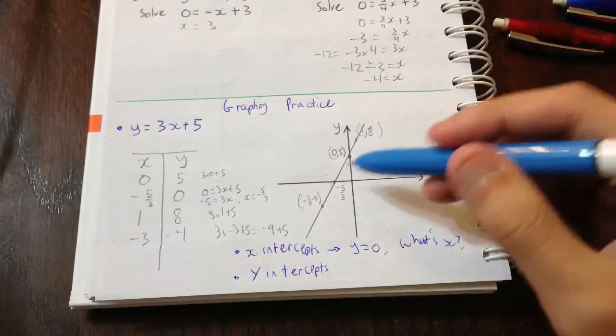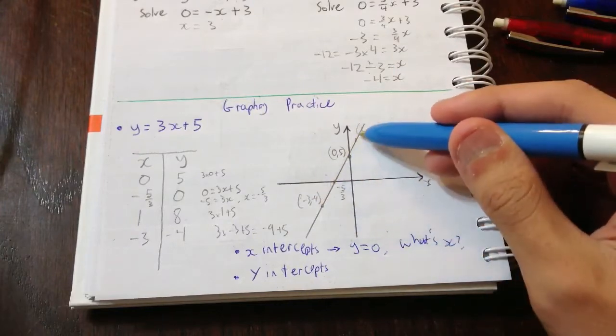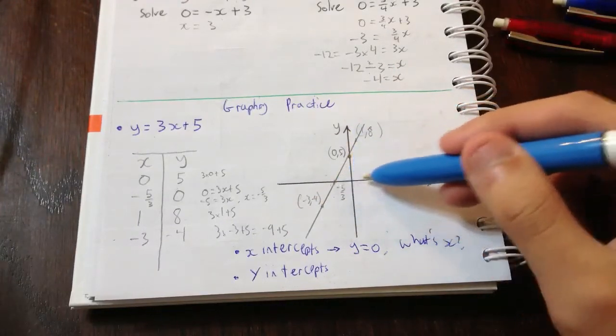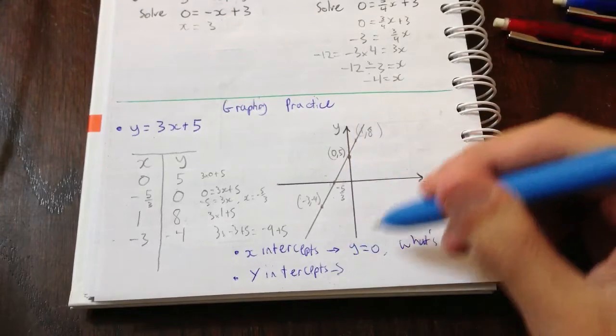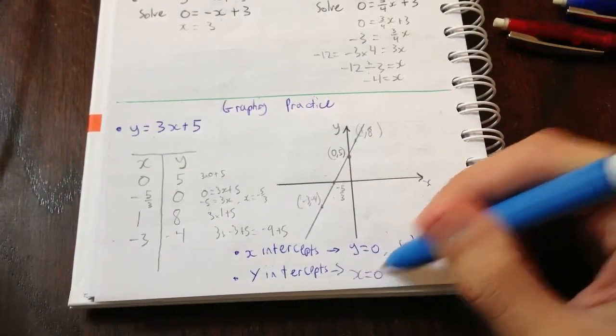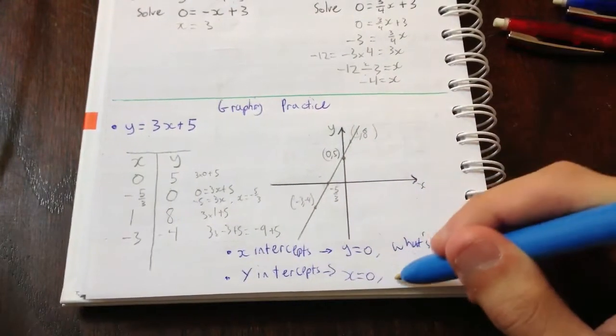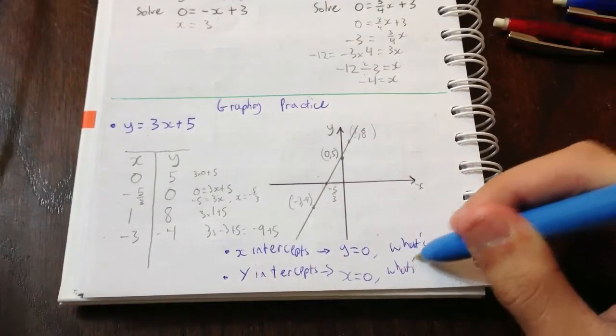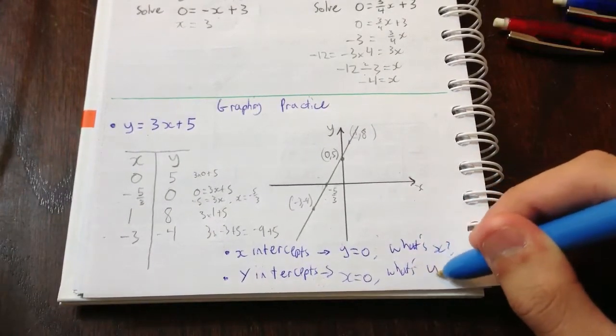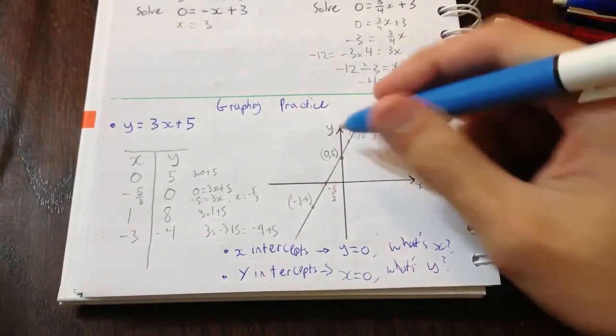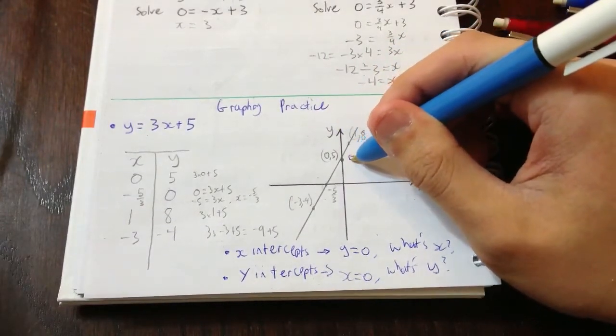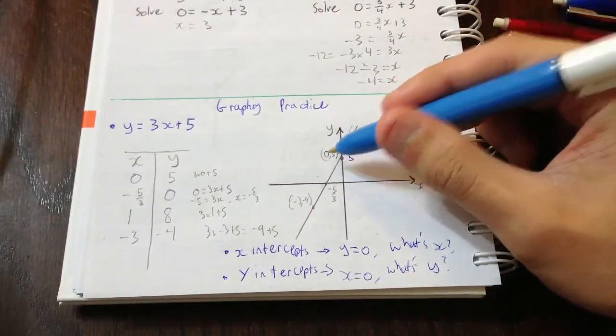And the same thing with the y-intercept. When the line intercepts y, that's not when y equals 0. That's when x equals 0. So that confused me. I always draw a graph these days to know which one's which. X equals 0. And then the question we ask is, what's y? So if we were to write it here, the y-intercept is 5, because the y value is 5 when x is 0.